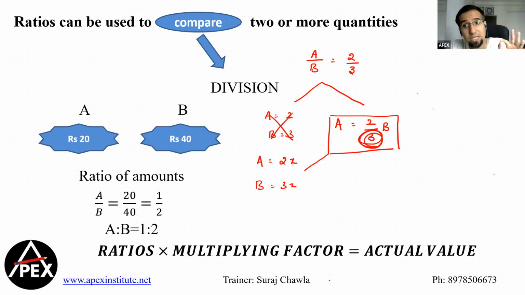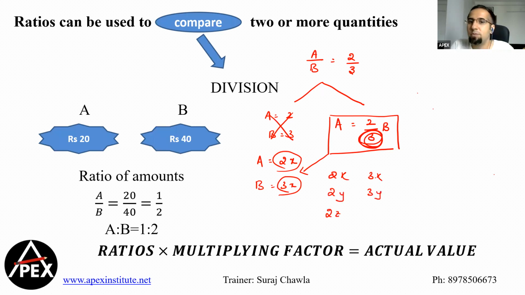So I repeat, first things first, whenever you are given the ratio, 2 and 3 are not the actual values. 2x and 3x, the x can change, but the variable has to be same. I can take 2k and 3k. I can take 2y and 3y. I can take 2z and 3z. But remember, a common term has been cancelled, or a common term has to be multiplied.